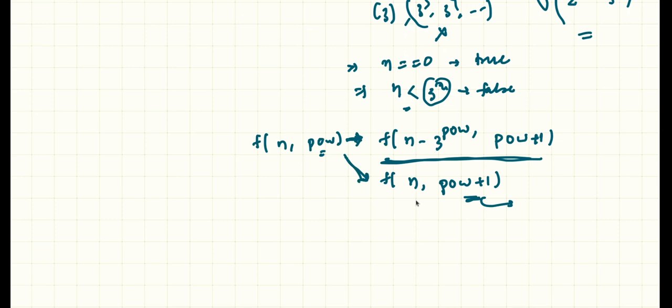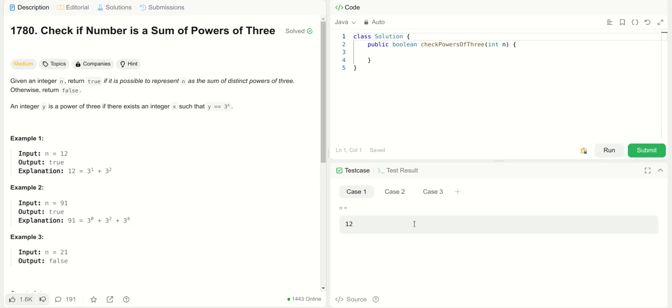Let's jump back to the editor and try to solve this problem. The base case will be once n is equal to 0, that means we have to return true. If n is less than 3 power x, that means we cannot form the particular number. So let's jump back to the editor.